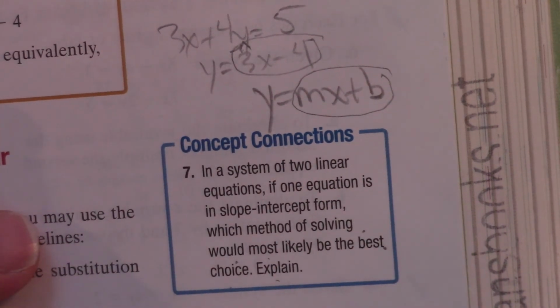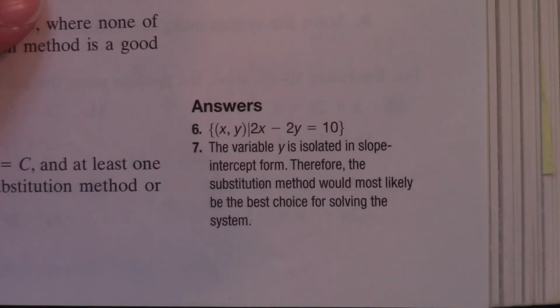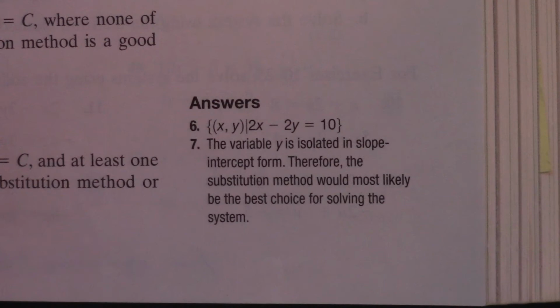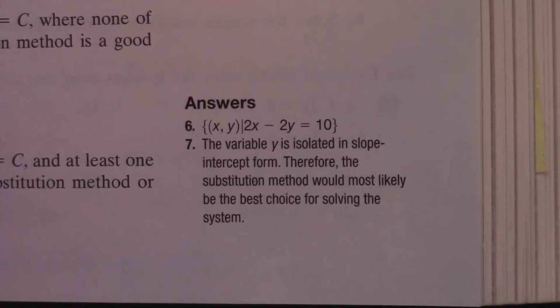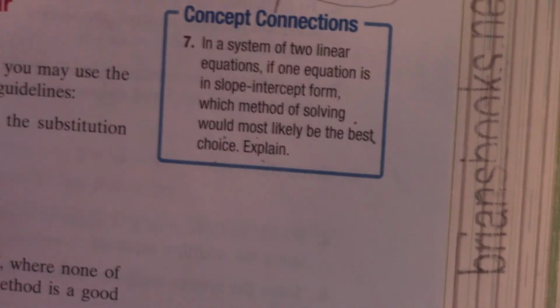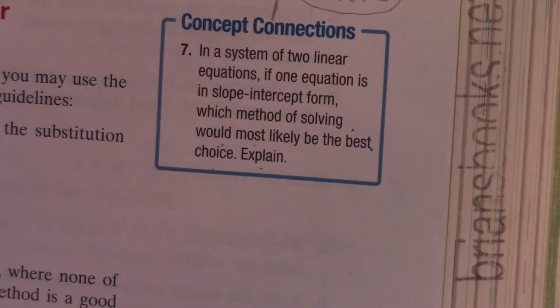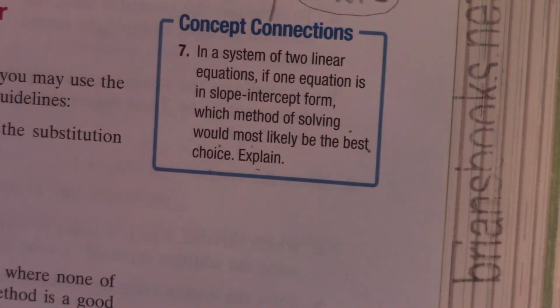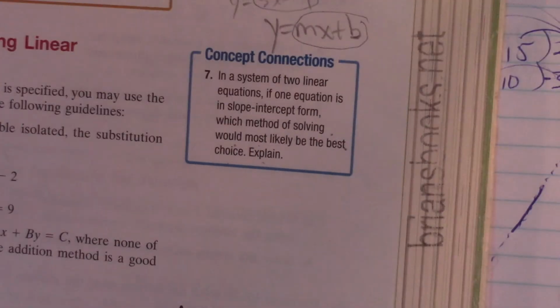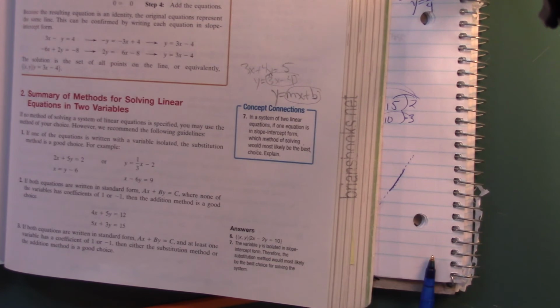And that's what it's trying to say down at the very bottom. The variable is already isolated, like it's already y solved for. Therefore, substitution would most likely be the best choice, right? Because the variable is already solved for. Okay. Just kind of keep that in mind. I know not a whole lot of you watch everything in this video. For those of you who did hear that, it's going to be a bit of an advantage for you on the next test.